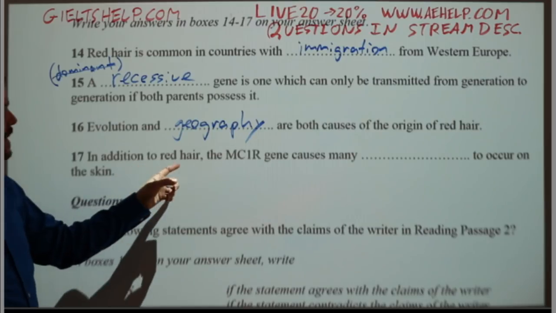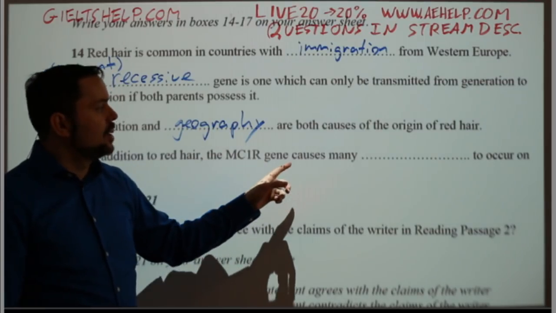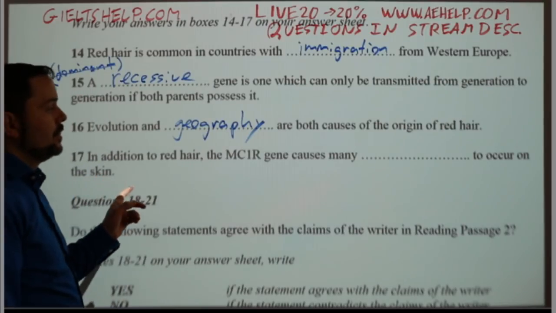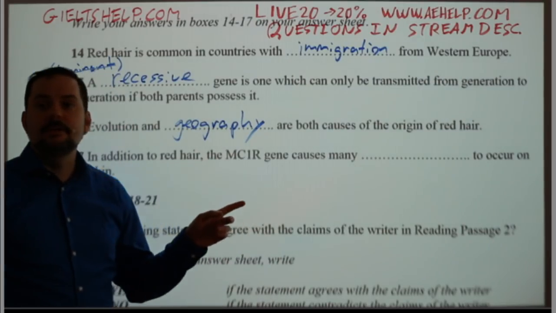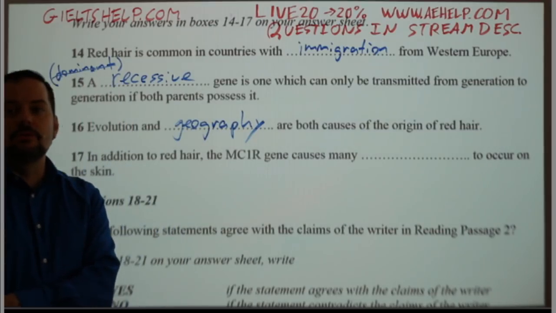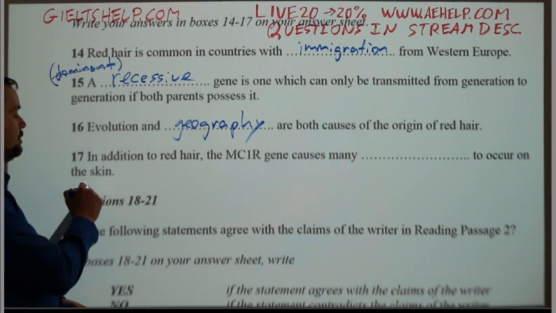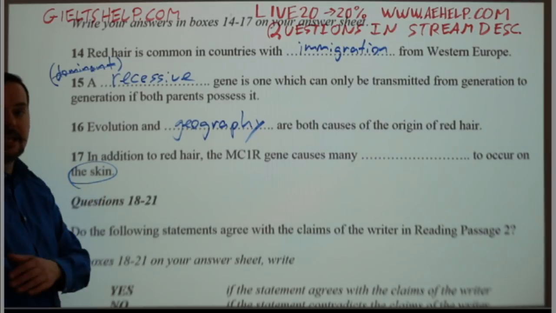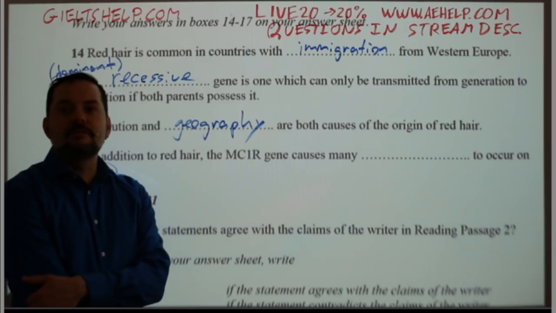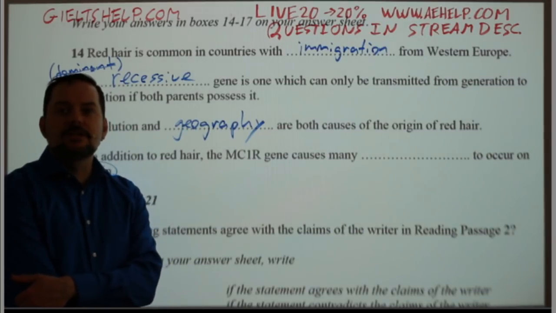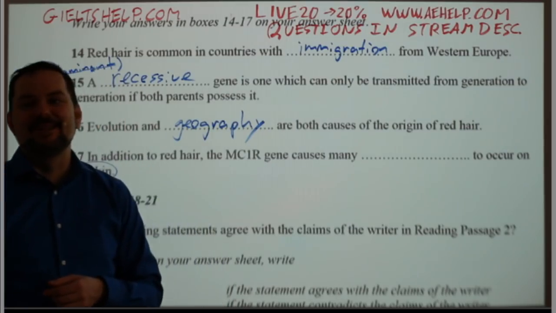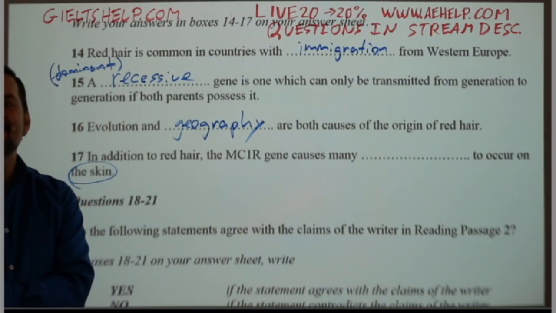In addition to red hair, the MC1R gene causes something to occur on the skin. Okay, and this should be easy if you know the word. If you don't know the word, then you might want to skim read for the word skin. Okay, it's not freckles, and it's not spots, it's not bruises. That was a Freudian slip, by the way. I just gave you the answer.